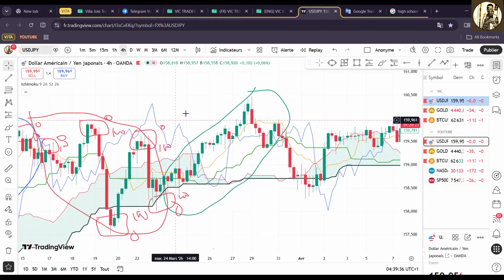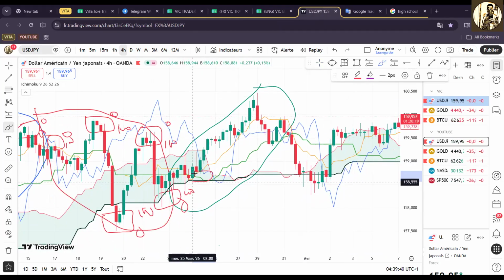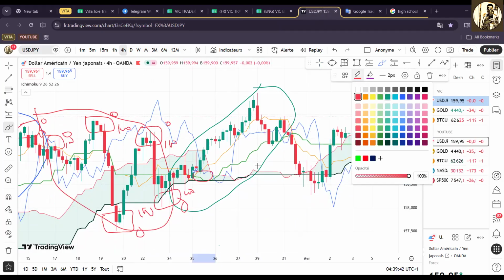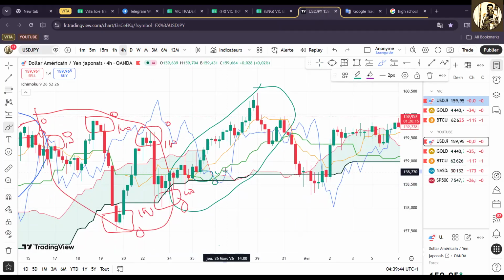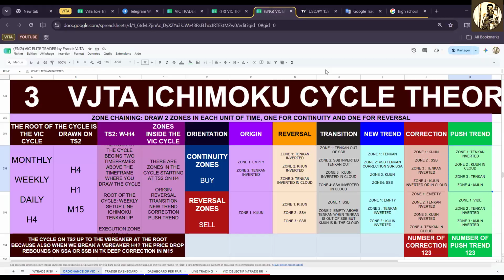For the push trend, you have this Tenkan as zone of continuity, 0, 100. You have also this Tenkan, 0, 100. And then for the reversal, you have this one above, 0, 100 to the downside. Okay. And you also have this 0, 100 as zone for the reversal.